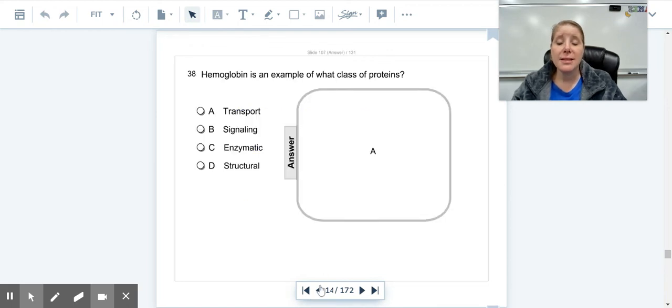All right, and that's where we're going to end today. So today we talked about proteins. We talked about how they are made up of amino acids. We talked about the structure of an amino acid. We talked about the structure of a protein, its primary, secondary, tertiary, and quaternary. And we talked about the different functions of a protein.